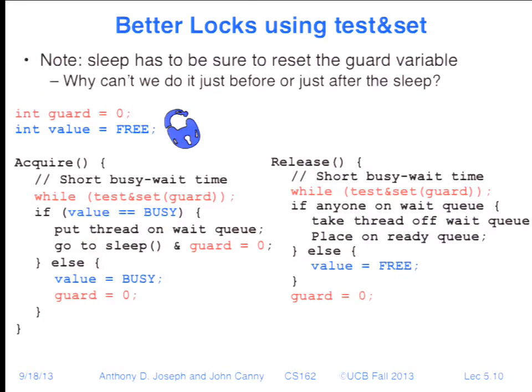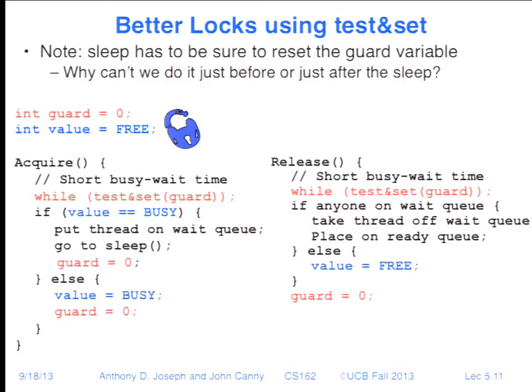All right, there's an issue with this method as we've described it. We've got this slightly funky piece of code that says go to sleep and guard equals zero, where the semantics is that you're executing those operations atomically, so that they're not separated in time. There are two problems that can arise if you separate them. The first one's kind of obvious. What would happen if we executed the clearing of the guard after sleeping? You don't clear the guard until you wake up.